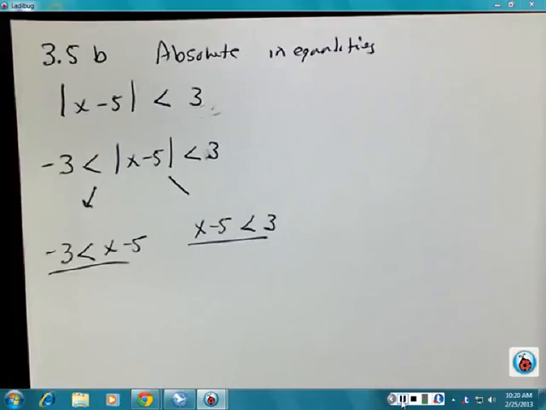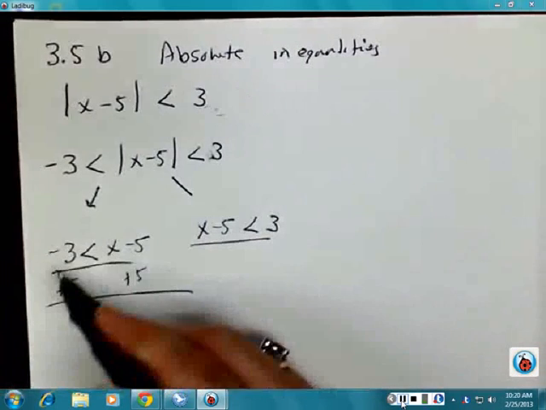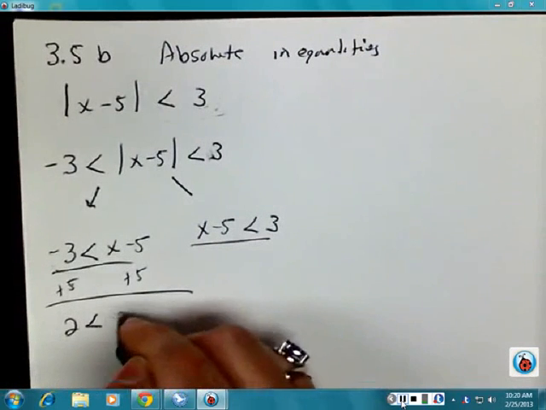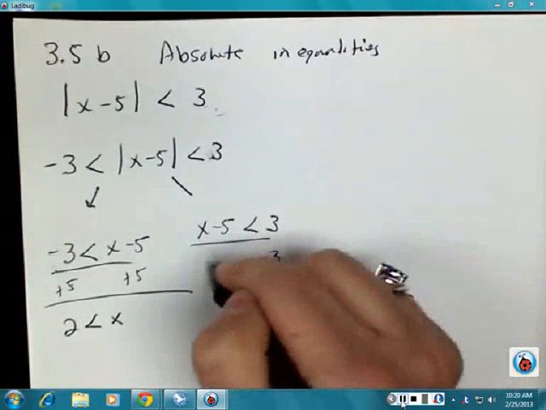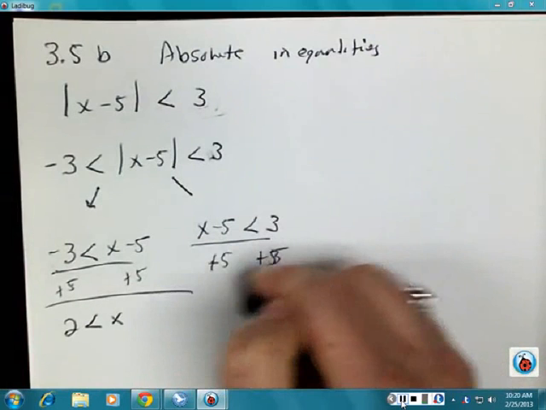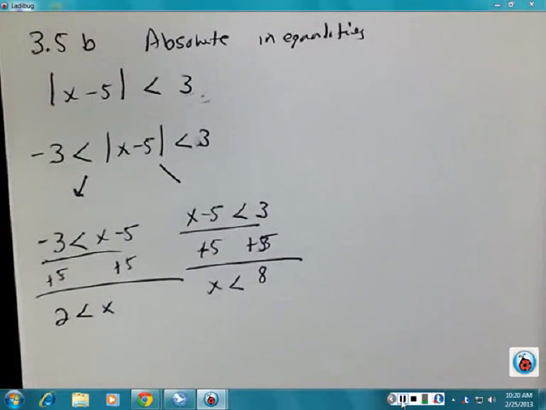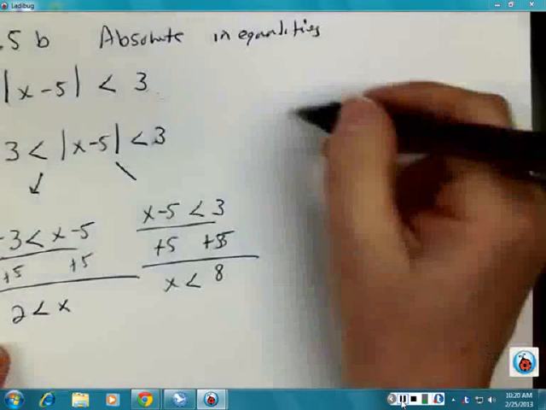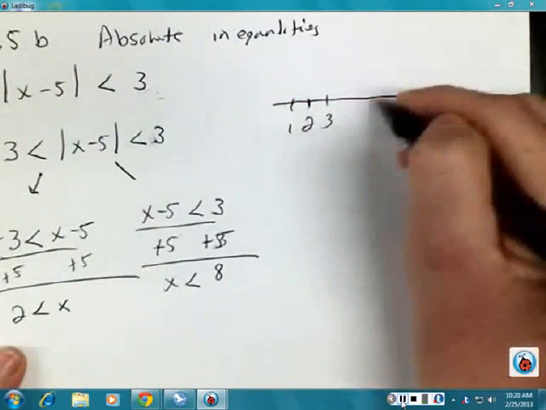Okay. So if I solve it just like we did back in 3.4, I think it was, we're going to add 5 to both sides here. Negative 3 and a positive 5 is 2. It's less than x. Solve the second one: I'm going to add 5, sorry, and I'm going to have x is less than 8. So what does this tell me, and what numbers can I pick for this? If I look at my number line, what's my number line telling me? Here's 2. Here's 8.